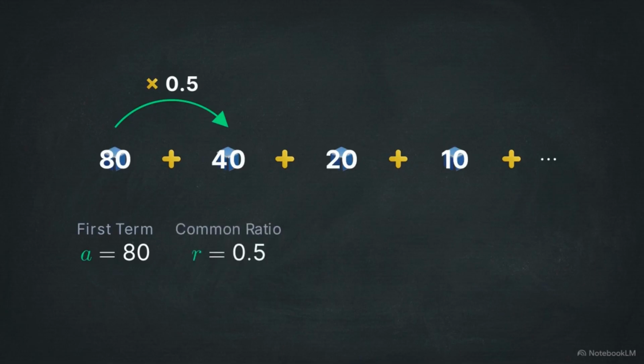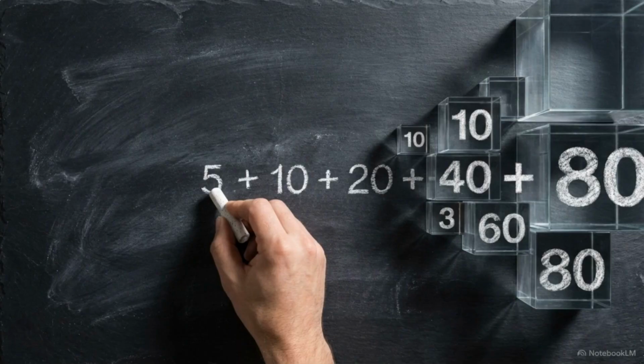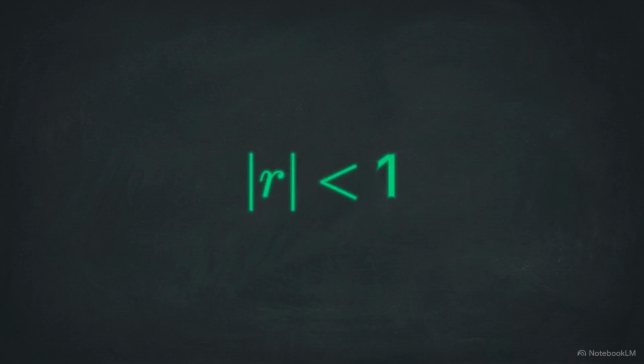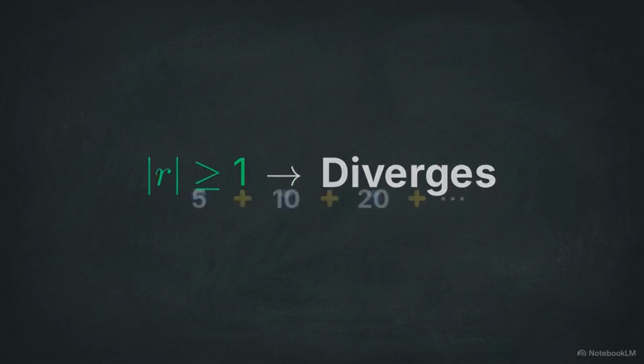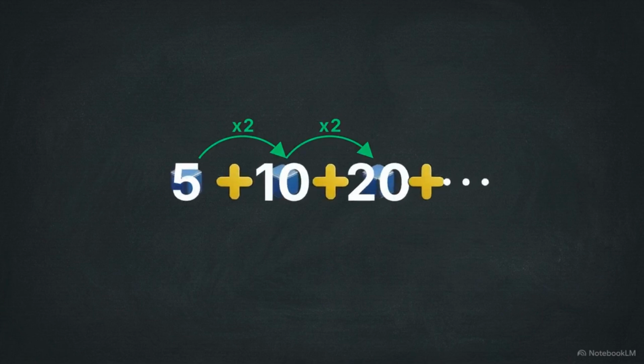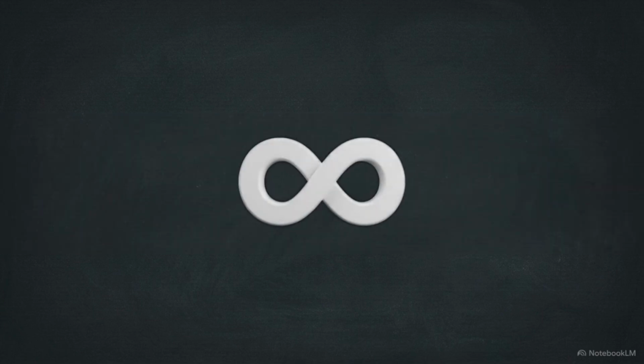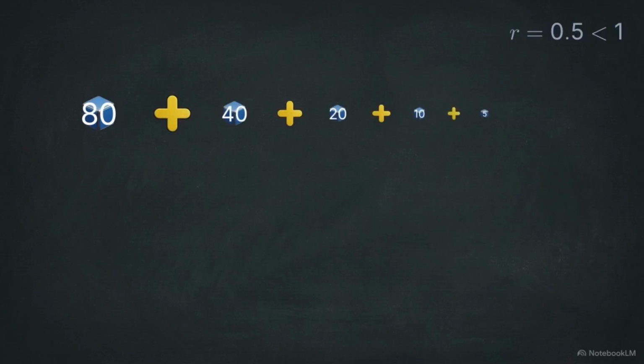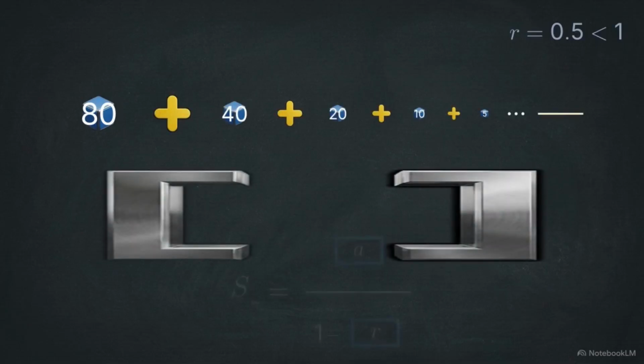Before calculating a sum, we must verify that the series actually converges to a finite number. This only happens if the absolute value of the common ratio is strictly less than 1. If the ratio is equal to or greater than 1, the sequence diverges. In this example, where the ratio is 2, the terms grow larger with every step. Adding these up leads to an infinite total, so no finite sum exists. Our ratio of 0.5 is less than 1, so this series converges. Because the terms shrink toward 0, the total sum will stabilize at a specific value.